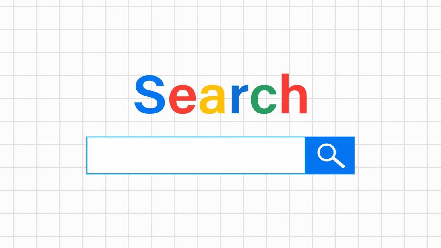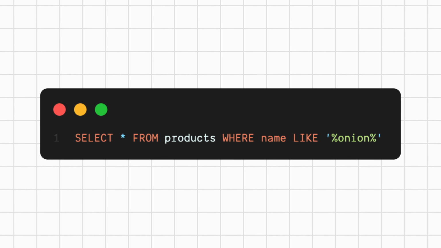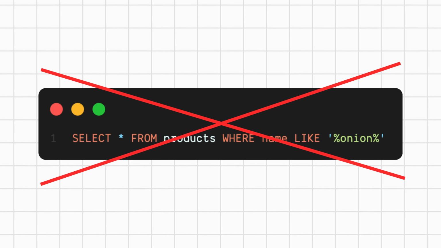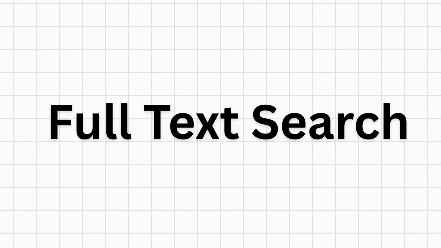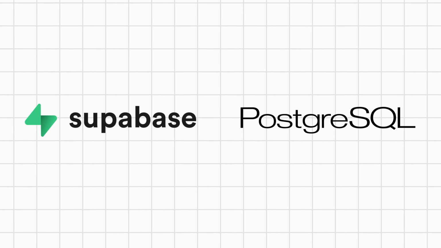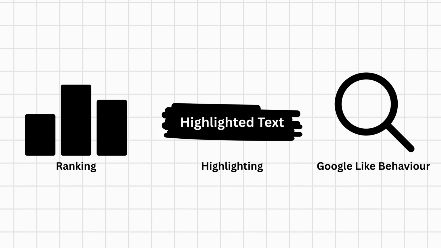If you have ever built search in your app using simple LIKE queries, you are doing it wrong. Because in this video, I will show you how to build a powerful full text search using Supabase and PostgreSQL with ranking, highlighting, and Google-like behavior.